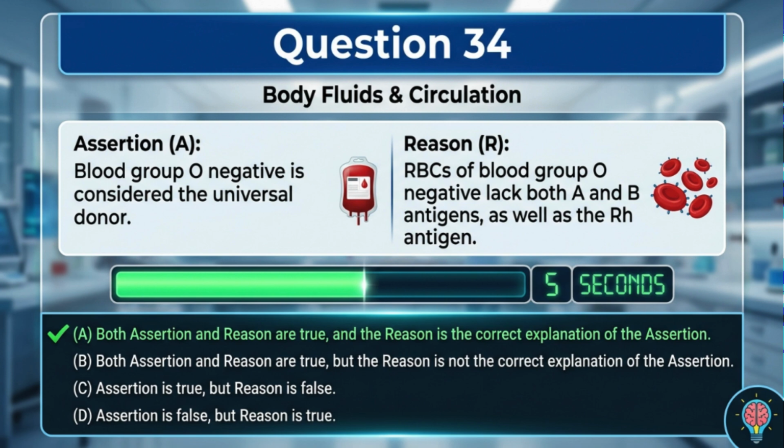Question 34. Blood fluids and circulation. Assertion A. Blood group O negative is considered the universal donor. Reason R. RBCs of blood group O negative lack both A and B antigens, as well as the Rh antigen. 3, 2, 1. Blood group O negative can be given to anyone. Why? Because its red blood cells completely lack A and B surface.